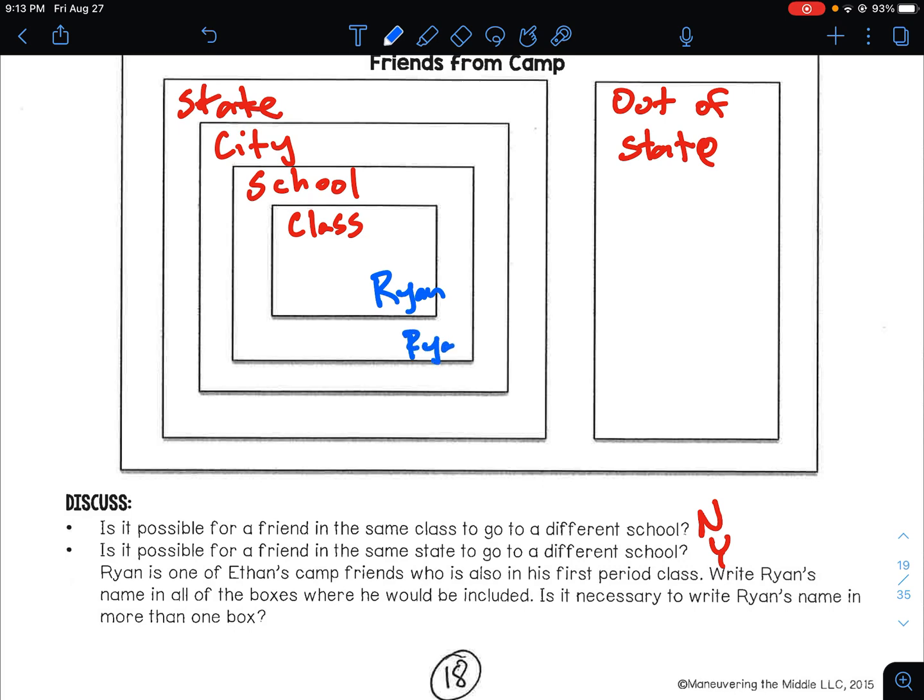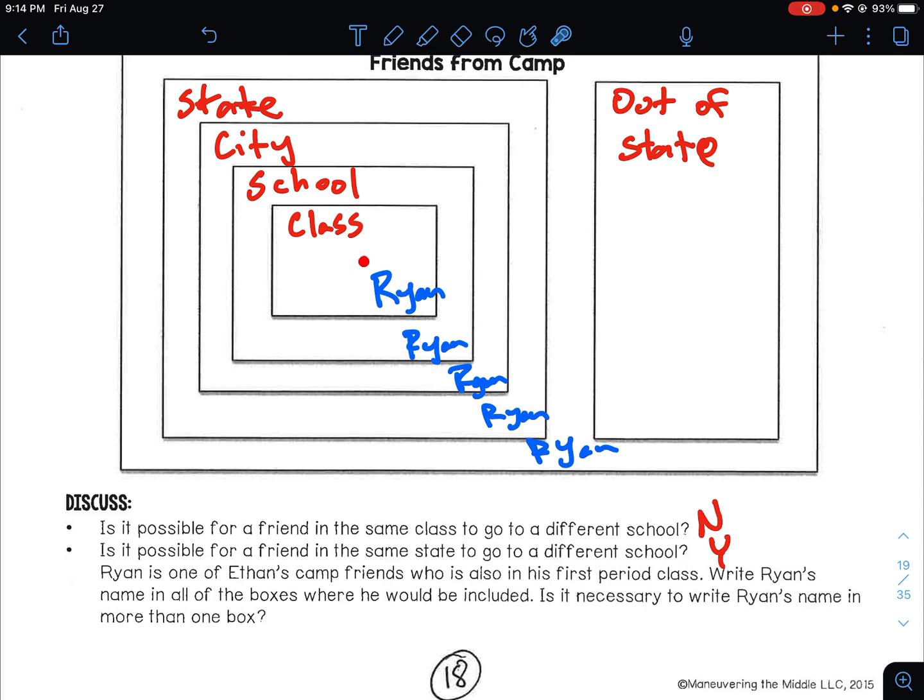So Ryan's in the same school, Ryan's in the same state, and Ryan is also a friend from camp. So is it really necessary to write his name in all these boxes? I would say no, because if he's in the same class, then he's also in the same school box, the same city box, the same state box, and also the friends from camp box.